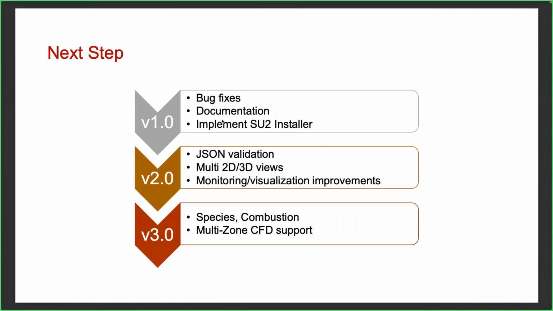In version 2, we can add JSON validation for checking the parameters and various visualization improvements. In version 3, we plan to implement multi-zone CFD support and species information.